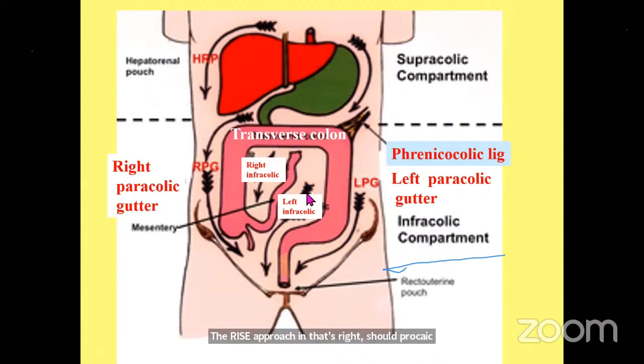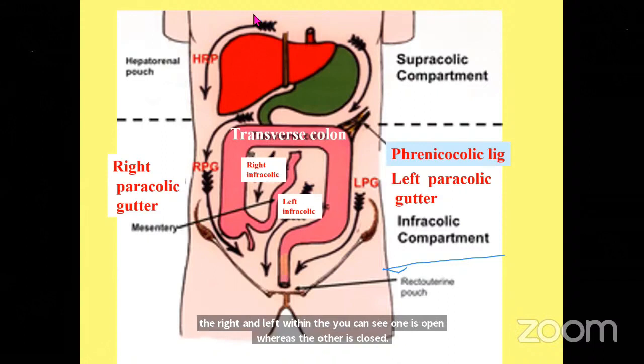And when you see the infracolic compartments, the right and left within the colon, you can see one is open whereas the other is closed. Which one is open? Right or left infracolic compartment? Which one is open?